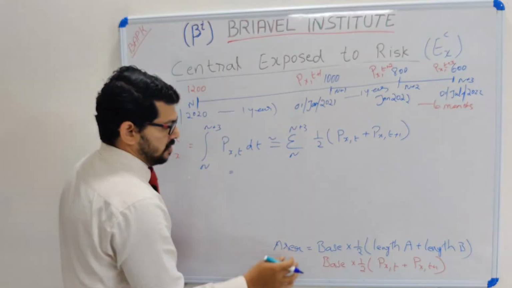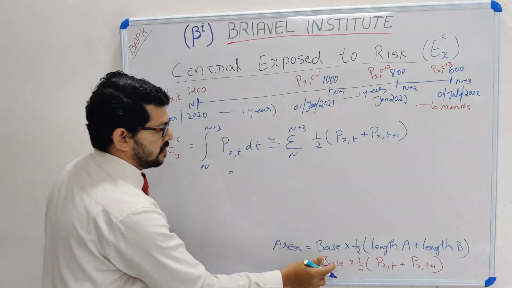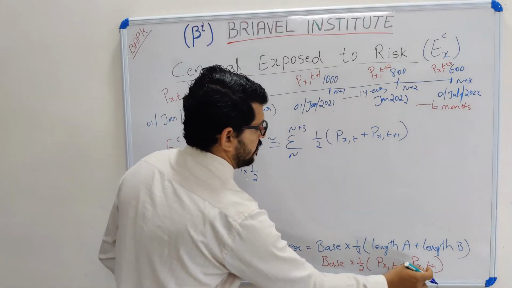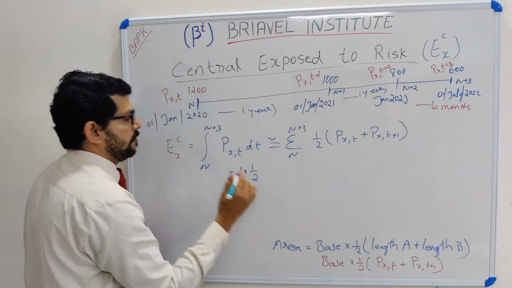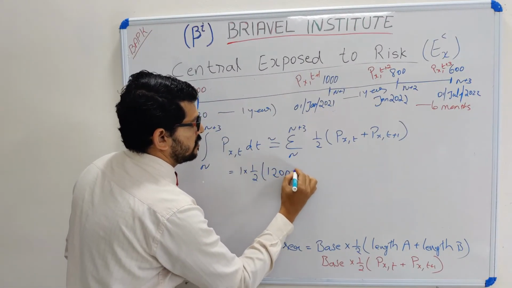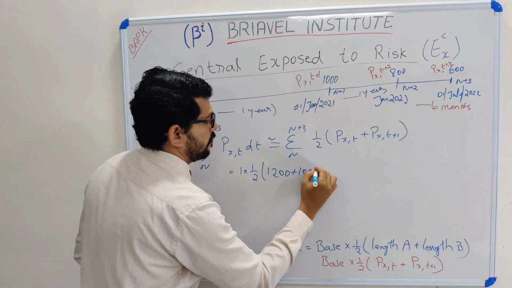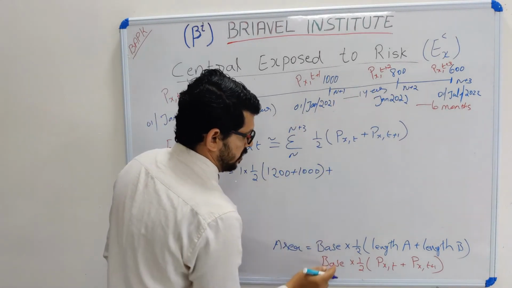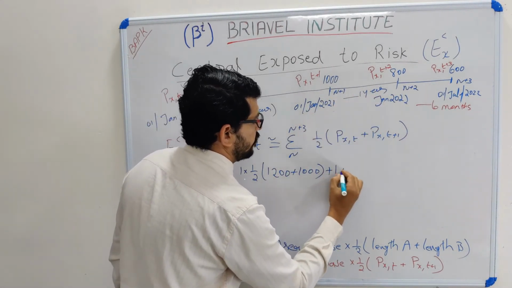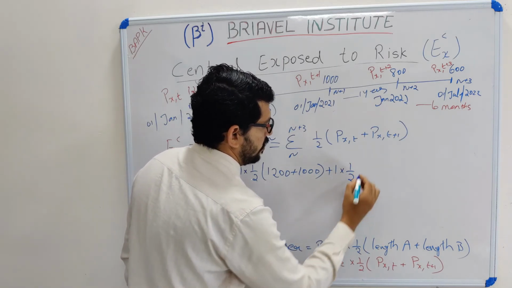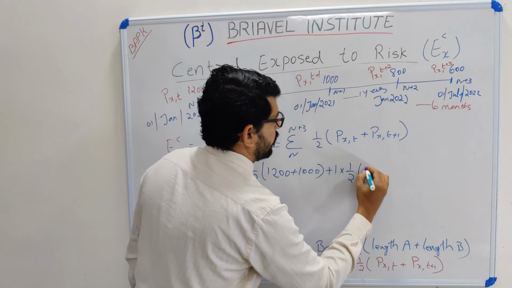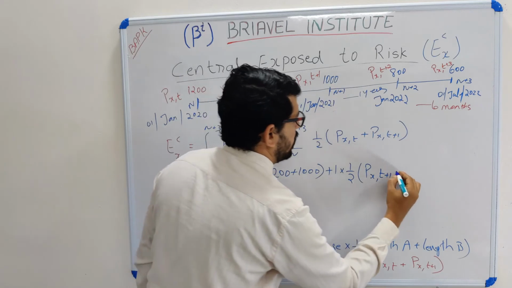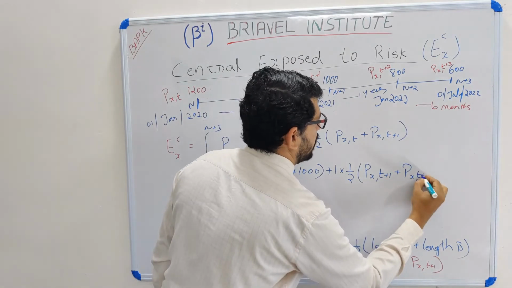For the first year, the base is equal to 1 year, so no issue. Base is equal to 1, so we can say it is 1 into 1 by 2 into P of s comma t plus P of s comma t plus 1. Here P of s comma t is 1200, so 1200 plus 1000. Again plus 1 more year, that year also 1 year is the base. So 1 into 1 by 2 into P of s comma t plus 1, this 1000, plus P of s comma t plus 2.